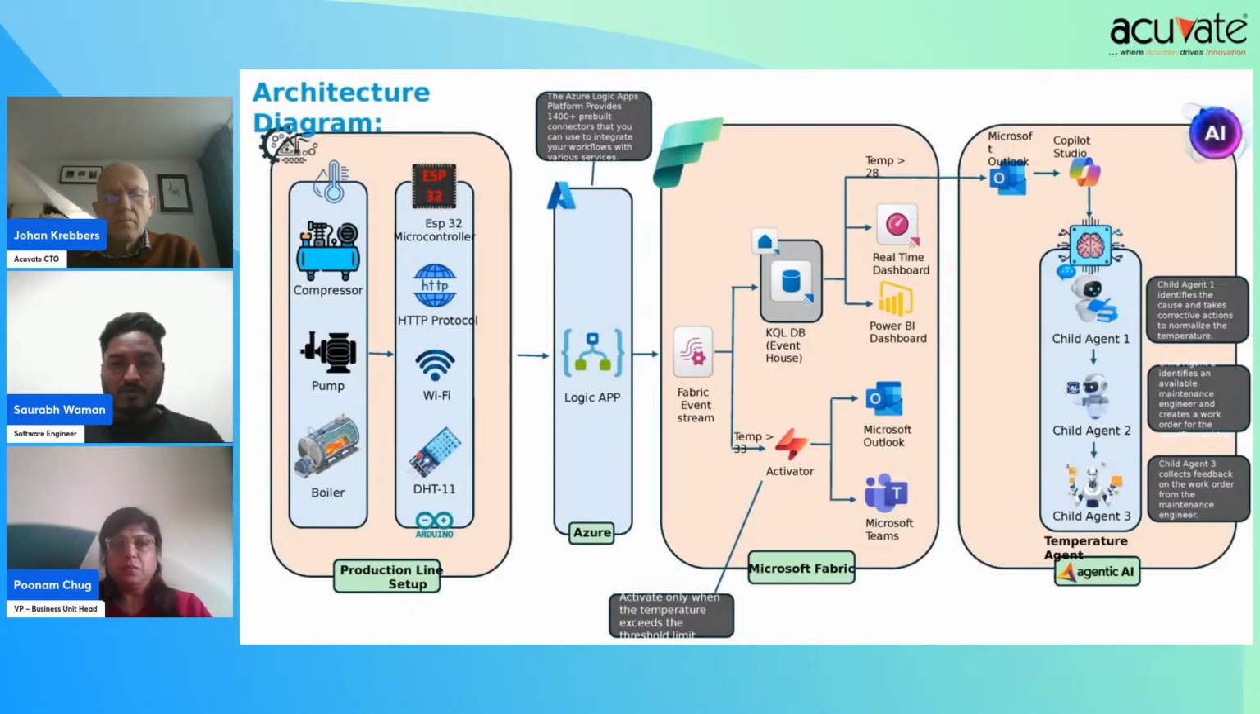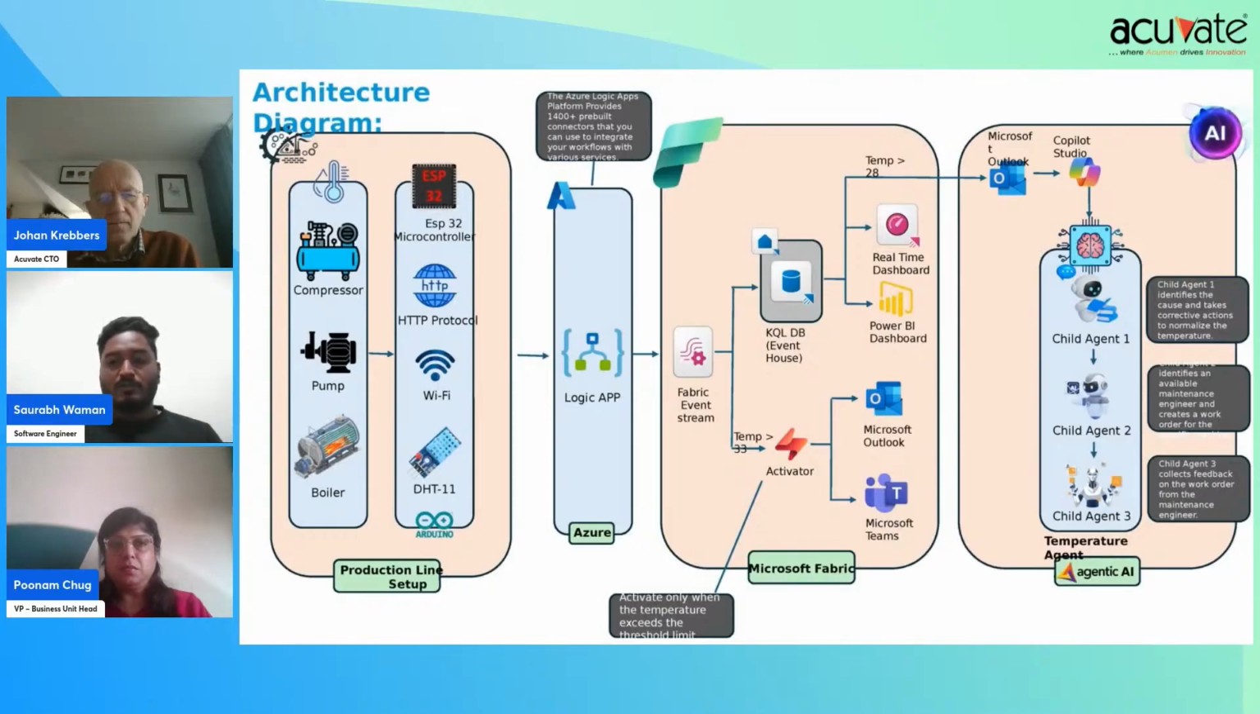On top of the KQL database, we are creating the real-time dashboard. So it will show the live temperature trend for each and every machine. Also, with the help of the semantic model, we can create a Power BI dashboard. So it will help us show the historical data for each and every machine.